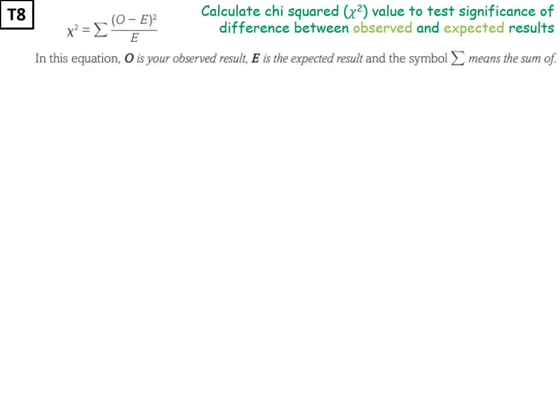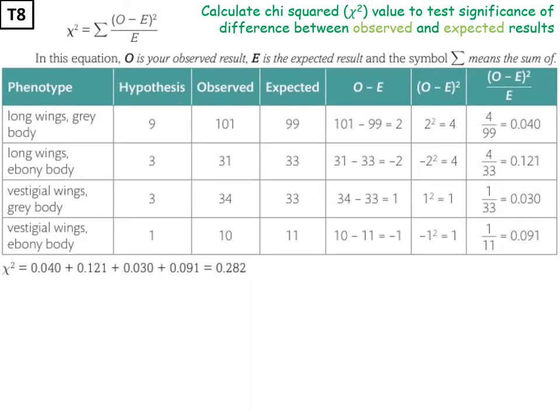Calculate chi-squared value to test significance of difference between observed and expected results. So when doing chi-squared, we've got this equation. Chi-squared is the sum of O minus E squared, over E. So O is observed, E is expected. You do observed minus expected, and then you'd square that. And then you'd have to divide it by the expected, and you'd look at the sum of all of those.